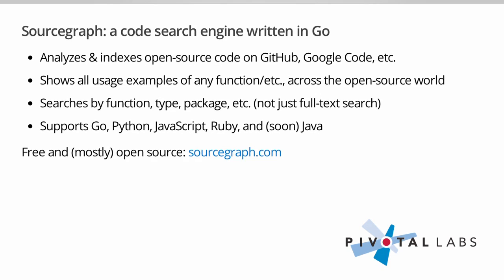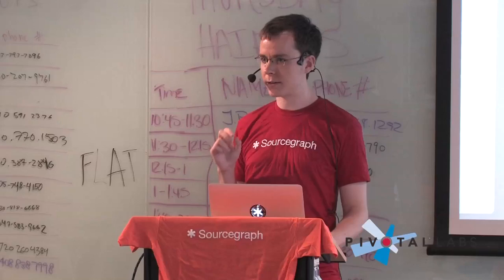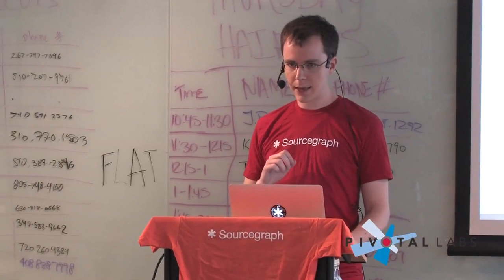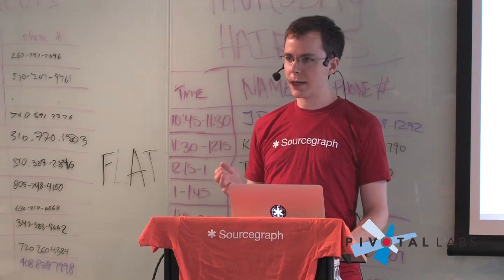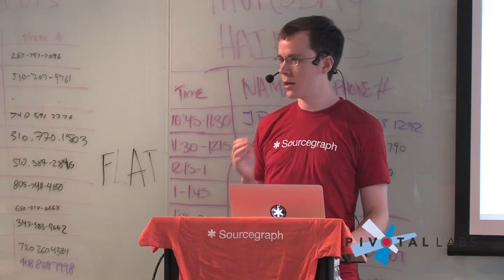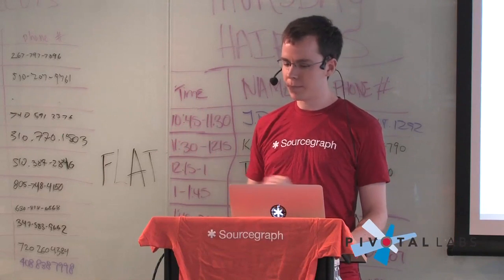It's a code search engine, and we actually semantically analyze code. That means we don't just look at the text. We run it through a compiler. We understand what every single token in the text of the source code does. And that means we can show you usage examples of everybody else who uses a function or a package everywhere else on the web, on GitHub.